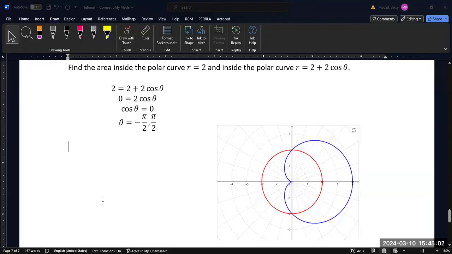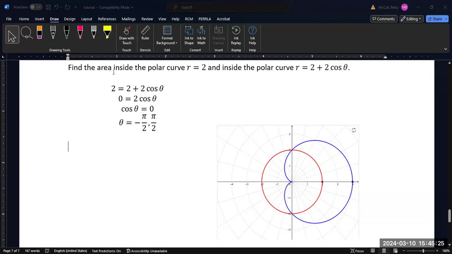All right, so in this video, we're going to look at finding the area between two polar curves. Now, it should be noted that these problems can be quite different from problem to problem. So it's important to very carefully read the relationship and where the area is for the curves that you're trying to solve for.